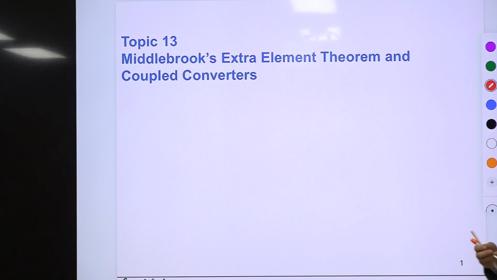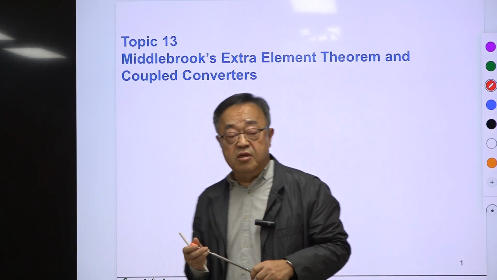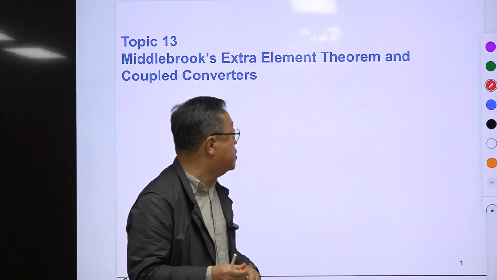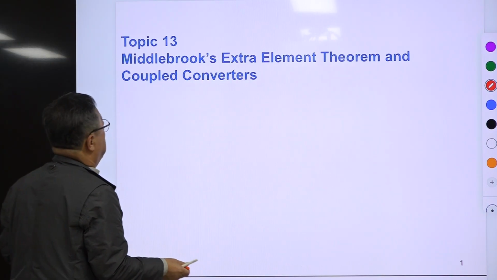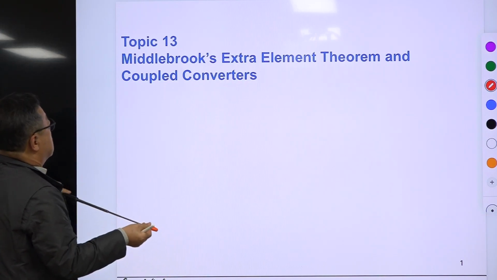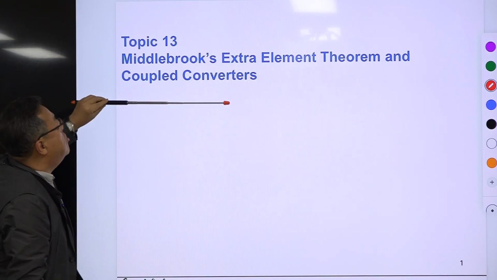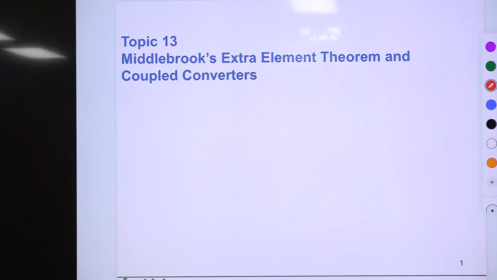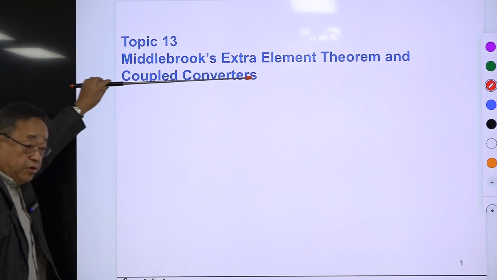So you are using all the theoretical discussions in the text, which assume a pure resistive load. But then the problem is the uncoupled converter is coupled with a non-resistive, non-linear impedance element, load impedance or source impedance. Then what will happen? What kind of change will occur? The answer is given by this Middlebrook's extra element theorem.